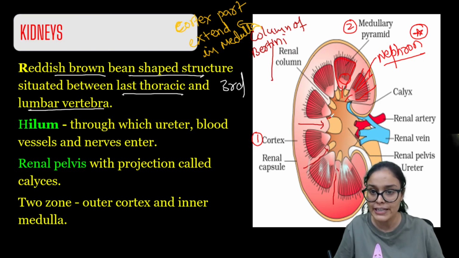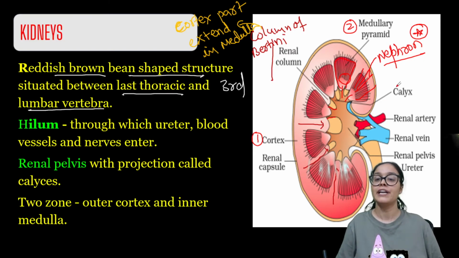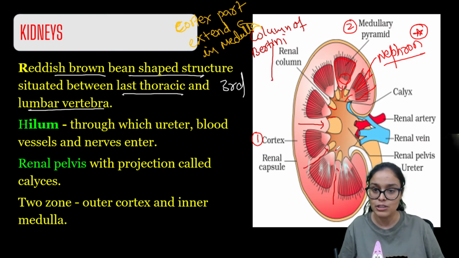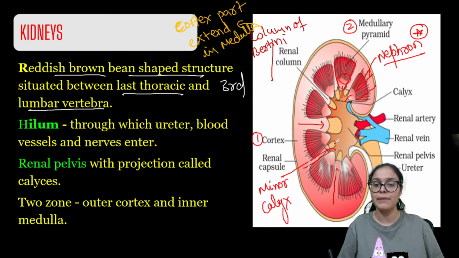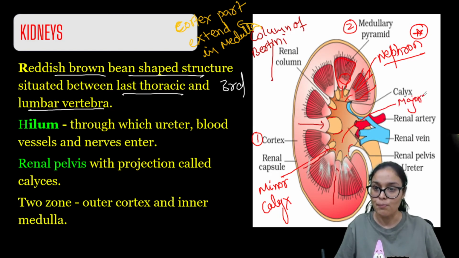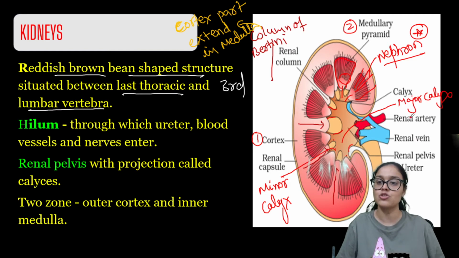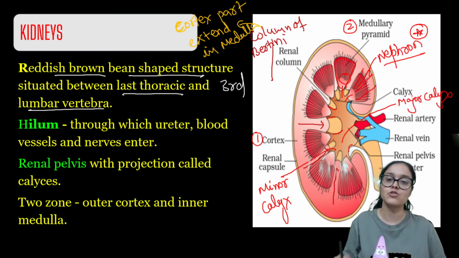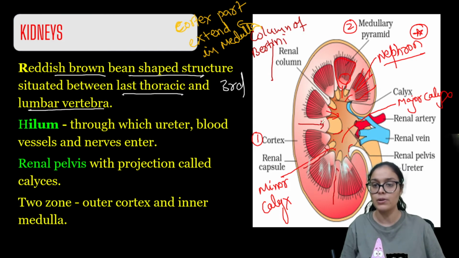So बच्चा ये छोटे छोटे funnel shaped structures are known as the minor calyx. And many minor calyces will open into the large calyx, which is known as the major calyx. So minor calyx means a funnel shaped or cone like structure, and the medulla will be opening into these passages. So minor calyx and major calyx.